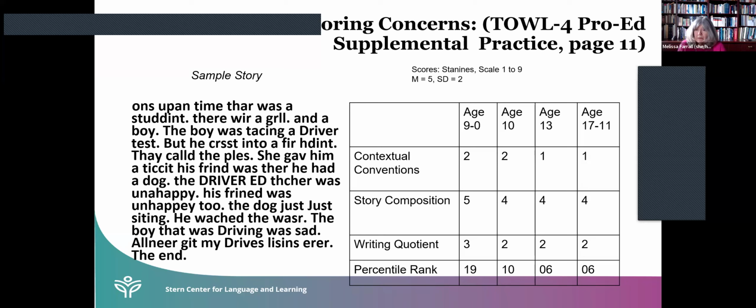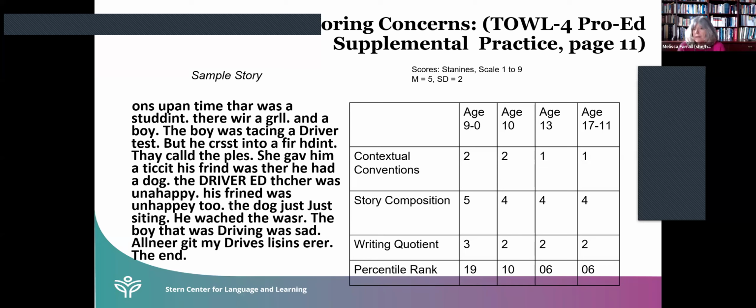But I want you to look at what happens. With our Stanine scale, a scale of 1 to 9, where 5 is average and 4 is kind of low average, you can see that in terms of the punctuation, the mechanics, the sentence structure, all those things called contextual conventions, a 9-year-old gets a Stanine of 2, but a 17-year-old gets a Stanine of 1.